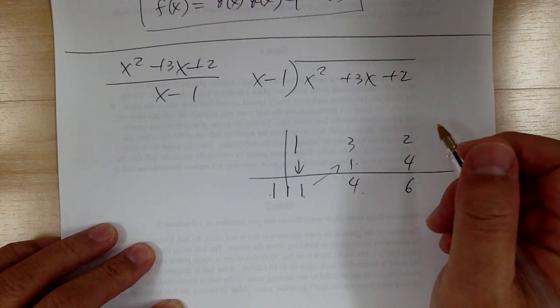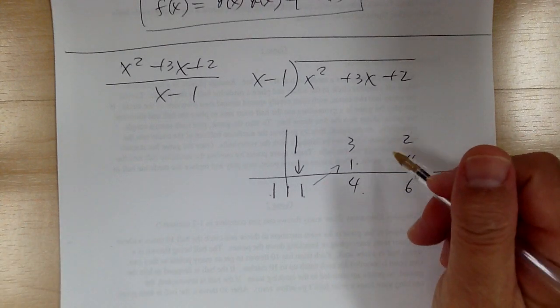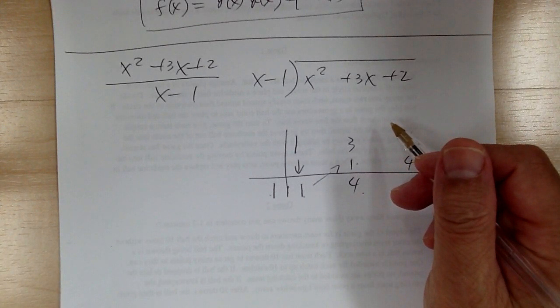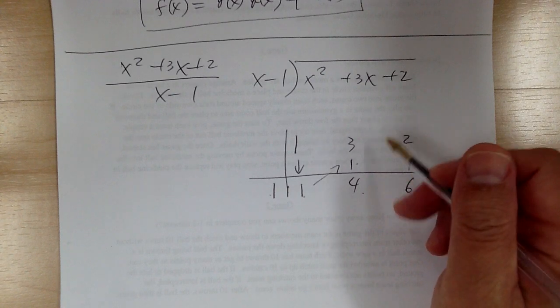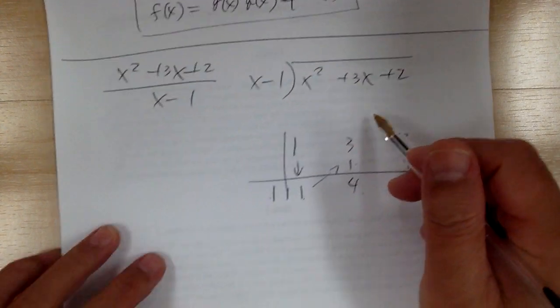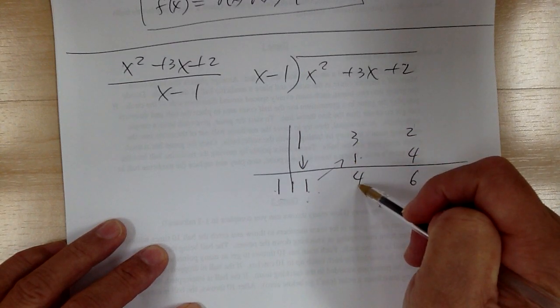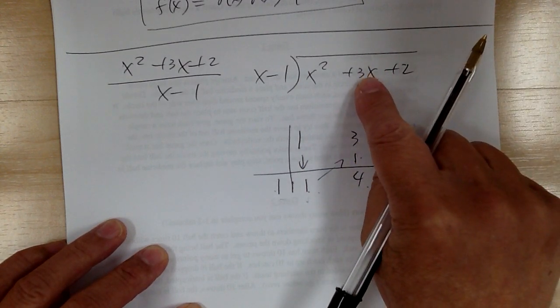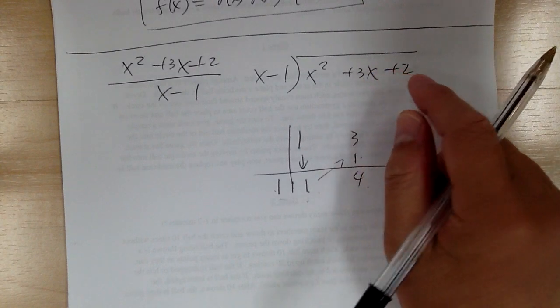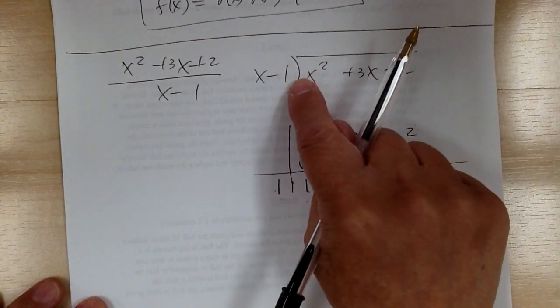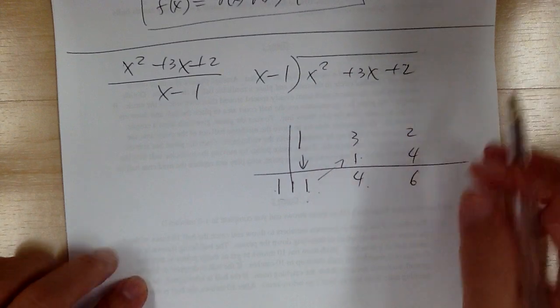Let me double check. Okay, so I multiply, you add. Oh wait, yeah. Okay, so this is x squared. I copied the problem wrong.